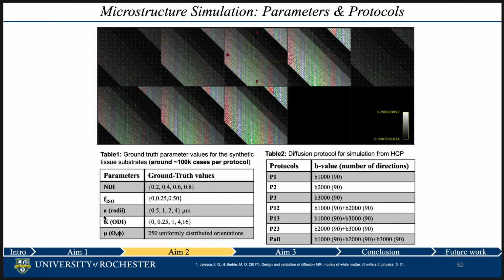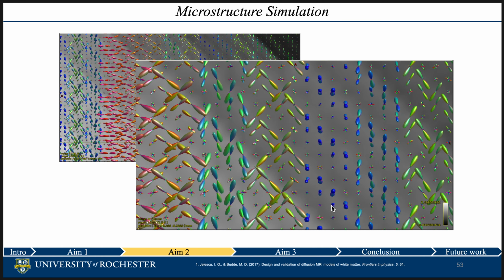And we also had 2 additional parameters of axon radius and different fiber directions. Combination of these parameters gave us around 100,000 cases per protocol. And the protocol that we used was the 7 protocols, and 3 of them were single shell with 90 directions. B-values of 1000, 2000, and 3000 were used in the process. And so this is the visualization, the spherical harmonic basis representation of our simulated diffusion data.